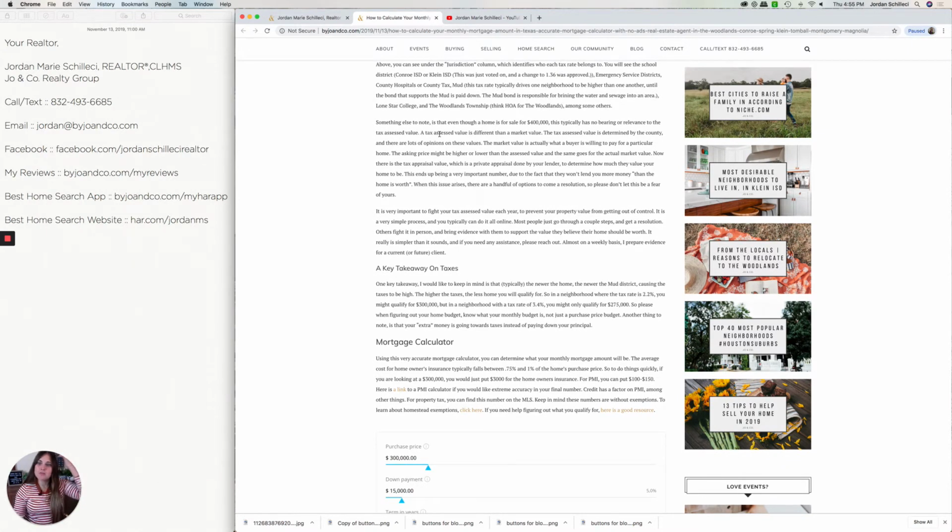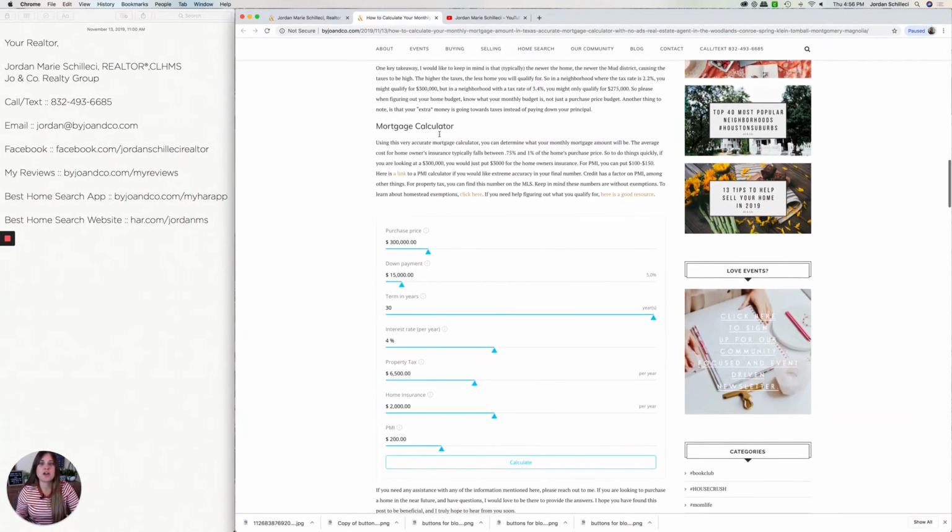So I think it's really important to know that what typically drives the tax rate to be higher is the MUD. So again, there are very few new neighborhoods with low tax rates. So if you really like to save money, then it might be important for you to concentrate on older neighborhoods.